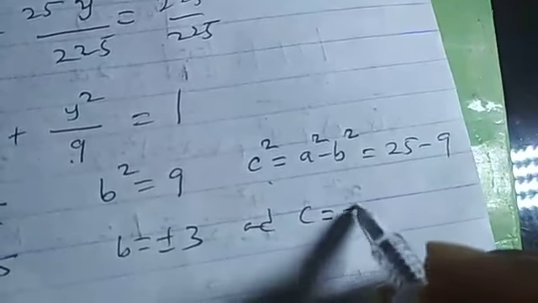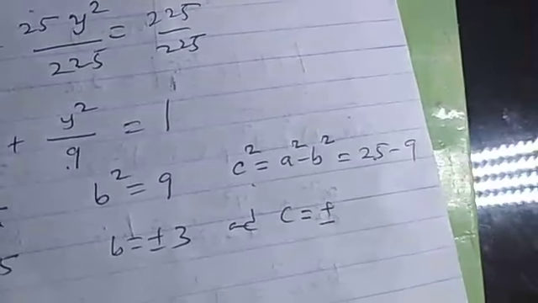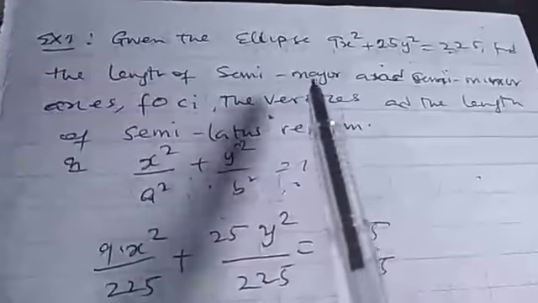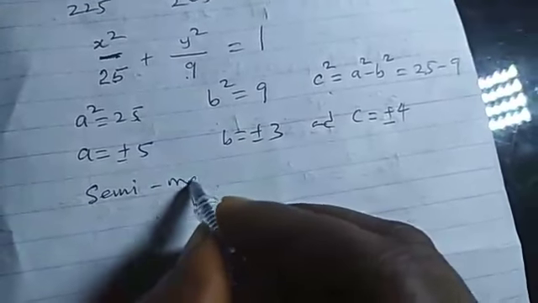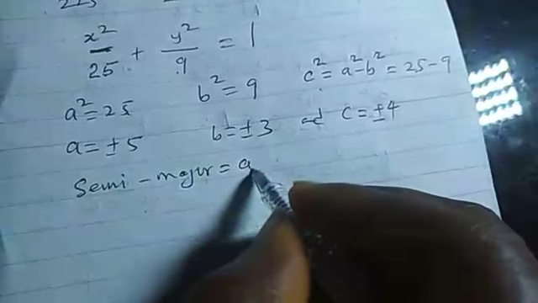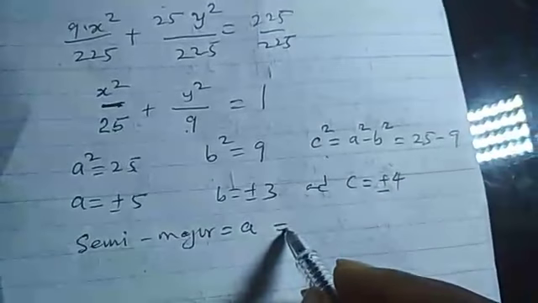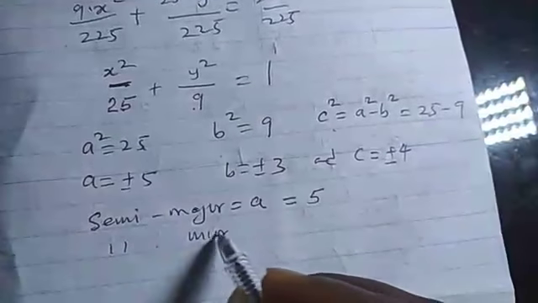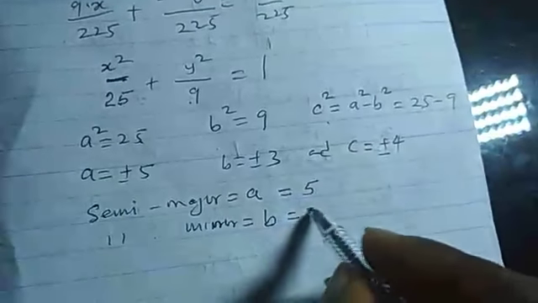And my c is plus or minus, we need this minus this. That should be 16. And the square root of 16 is plus or minus 4. So what are the things we are looking for? We are looking for the length of the semi-major axis. Semi-major will just be a because the major axis is 2a. So semi will be half of it, which is a. And our a there, we pick 5. So semi-minor will be b, and our b is 3.